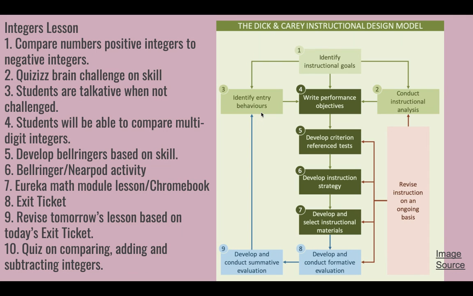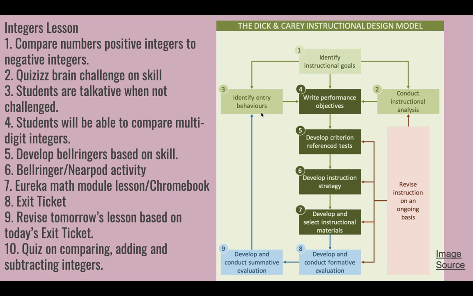Number 3, identify the entry behaviors. I have talkative students, and they get extra talkative when they're not challenged. 4, write performance objectives. Students will be able to compare multi-digit integers. 5, develop my criterion reference tests. I have bell ringers. I have exit tickets. I've developed those based off of my objectives. 6, my strategy. I'm going to use that bell ringer. I might use a Nearpod activity. Definitely going to toss in the quizzes for extra practice if time permits.